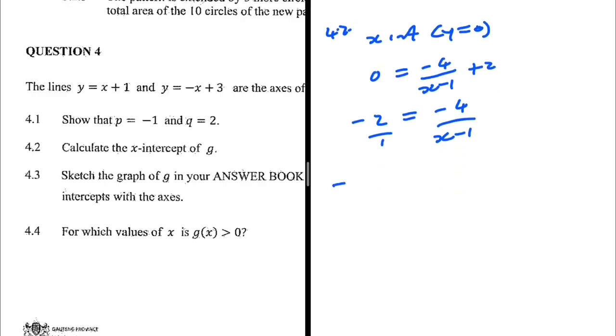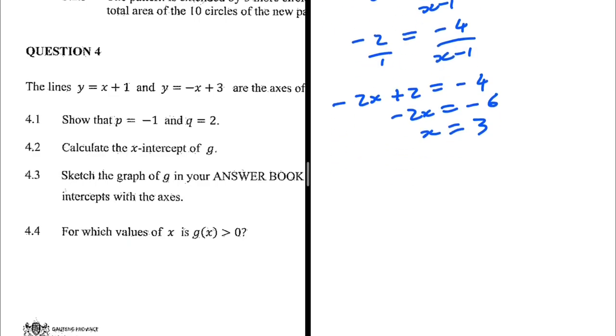We're going to get minus 2x plus 2 is equals to minus 4. So minus 2x will be equals to minus 4 minus 2. Minus 4 minus 2 will give us minus 6. And then we divide both sides by minus 2. So x is going to be equals to 3. So there we go. That is the x-intercept.